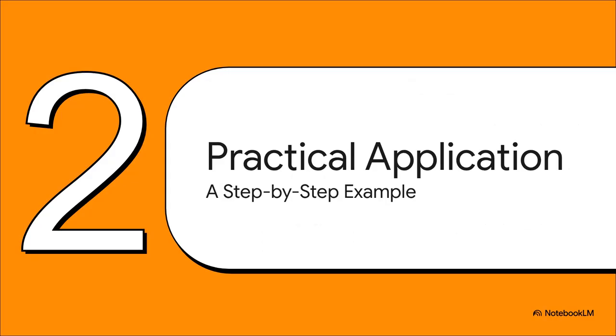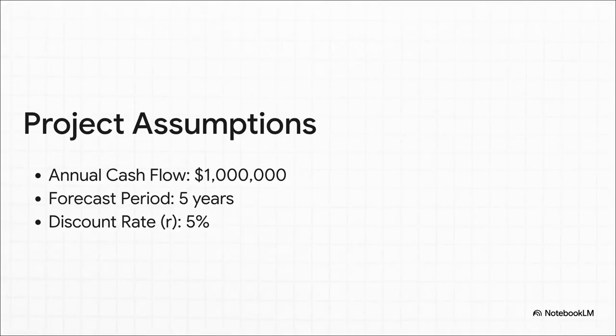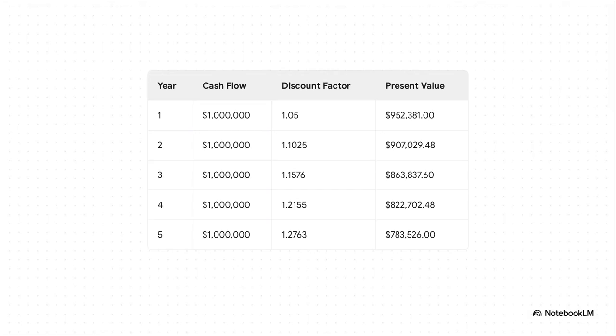Okay, enough theory. The absolute best way to get this is to just see it in action. So let's get our hands dirty and run the numbers on a simple project. So here's the setup. We're looking at a project, and we think it's going to generate a nice, steady $1 million in cash every single year for the next 5 years. And we're going to say our discount rate, that R from the formula, is 5%. These are our basic assumptions. Let's see what happens. And here we go.